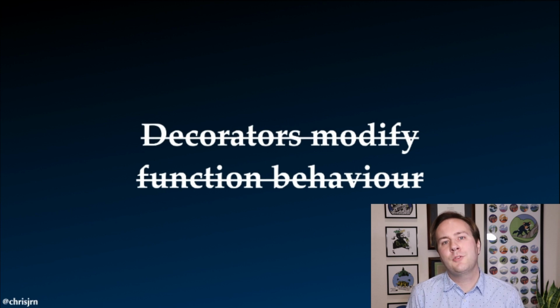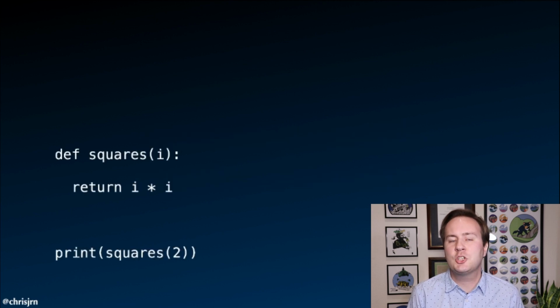But this won't be surprising if you saw my talk last year. That understanding of what a decorator does isn't exactly true. Because putting a decorator before a function definition doesn't actually change the behavior of the function. It can actually change the definition of a function. Let me show you what I mean. Say you define a function called squares, which multiplies a number by itself. You can then call that function and you get a value and everything is great.